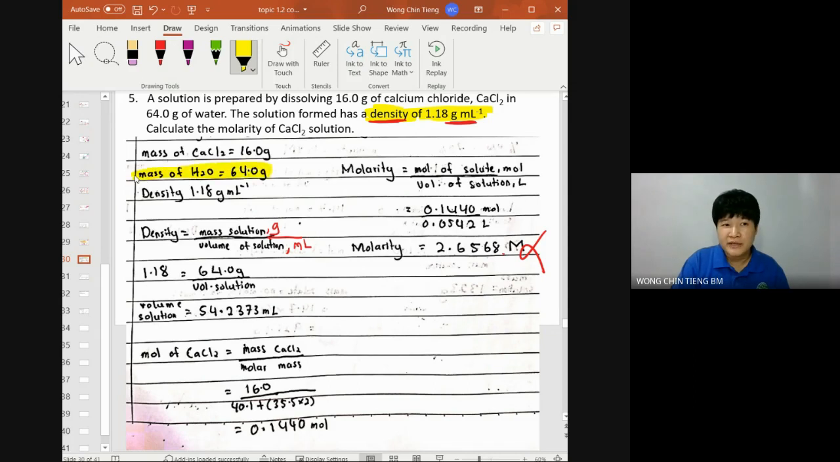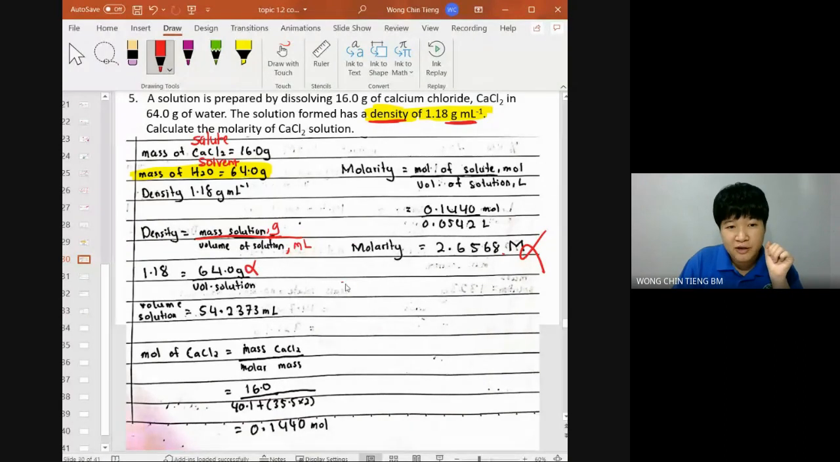Dia dah tulis elok dah. Tapi saya rasa dia kekurangan satu benda yang saya cakap tadi. Calcium chloride is a solute. H2O is a solvent. Tulis. Benda-benda kecil ni tulis. Benda-benda yang kamu malas nak tulis tu, tulis. It will save your life. Sebab kamu tak tulis benda tu lah, kamu masukkan the 64 gram into the mass of solution. And this is wrong. Soalan senang gila. Just because kamu masuk salah satu benda je.